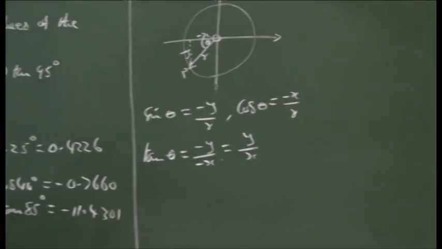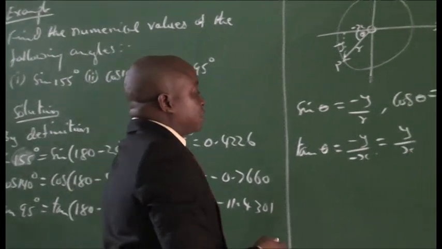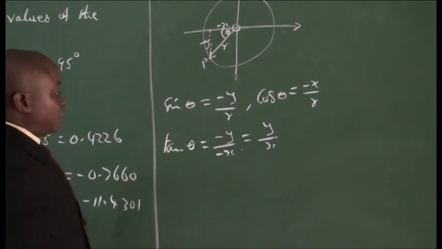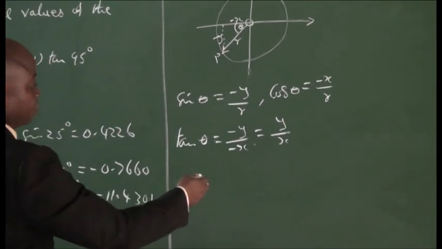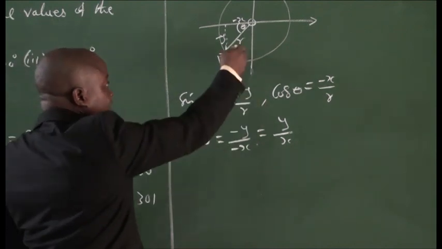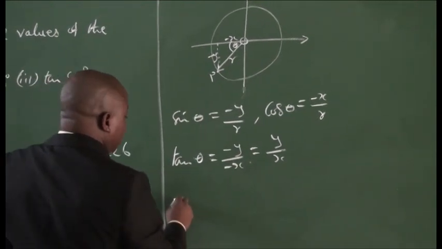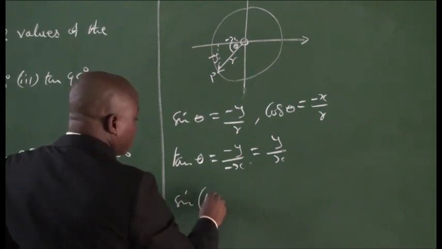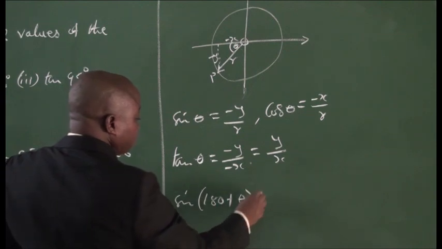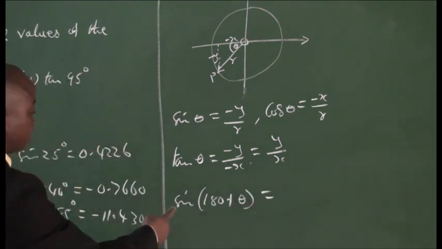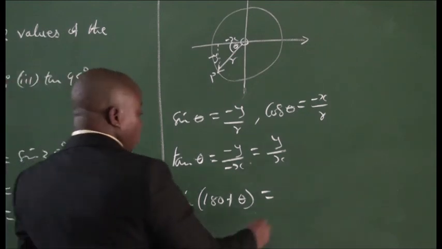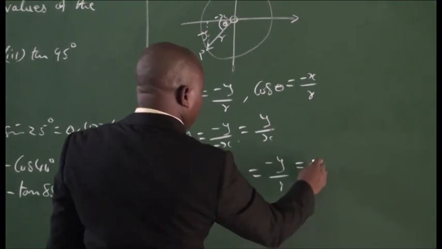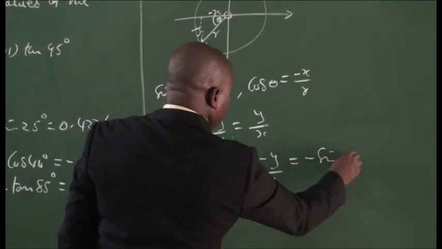Tan theta, tan is opposite over adjacent, that is minus y over minus x, which is y over x. Now, in this quadrant, we see that tan is positive. We can then give the definition of the third quadrant in this way. In the third quadrant, sine 180 plus theta is equal to minus y over r, which is equal to minus sine theta.